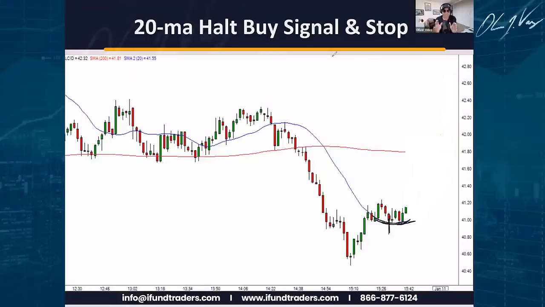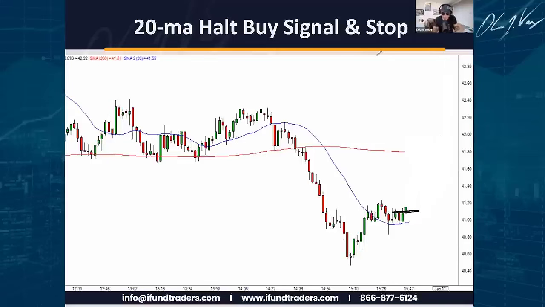Now, after the catch, what you need is for a green bar to take out the high of a solid red bar. What's the most recent solid red bar? It's right here, right? You see that? Now that we have the halt, I'm going to erase this so you see it clearly. Once a green bar trades above the high of its most recent solid red bar, boom, no questions asked.